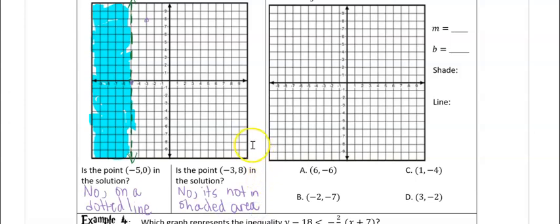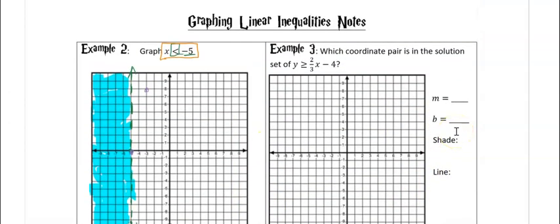Okay. Let's take a look at example 3. Which coordinate pair is in the solution set of y is greater than or equal to 2 over 3x minus 4? Okay, first let's identify all the items in our equation here, right? So we know our slope, it's that number in front of x, so 2 over 3. We know our y-intercept, it's going to be -4.